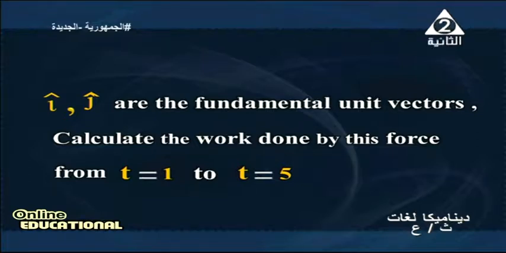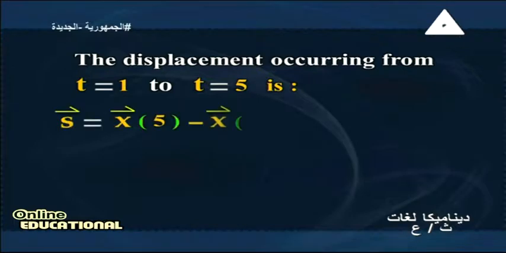Now we have the position vector x, but what is the displacement vector occurring from t equals 1 to t equals 5? We know that s equals x minus x naught, or x at t equals 5 minus x at t equals 1.